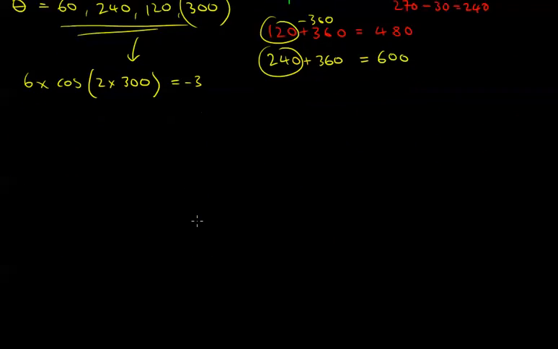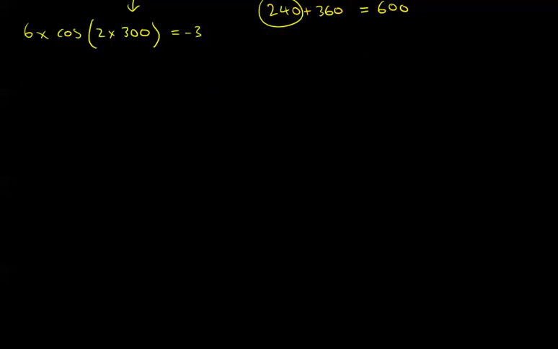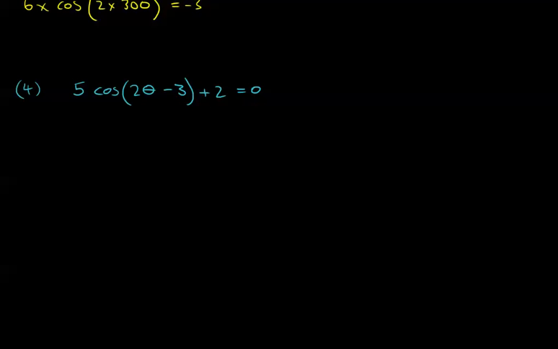Right, let's look at a slightly more complicated one than the previous one. Let's say example 4, I think we're on. 5 cos big bracket 2 theta take away 3 plus 2 equals nothing. So what we need to do is get to a stage where we've got cos of something equals some number, and then we're going to do cos to the minus 1 of that particular number to work out what all of this in the bracket is going to equal. And then we're going to work out multiple solutions by using the symmetry of the cosine function.